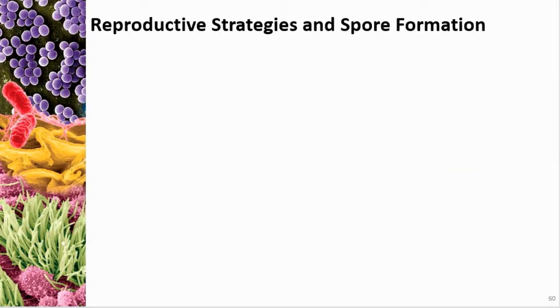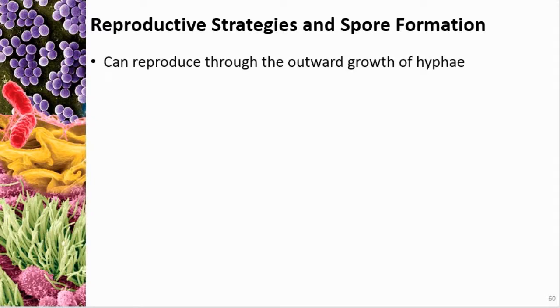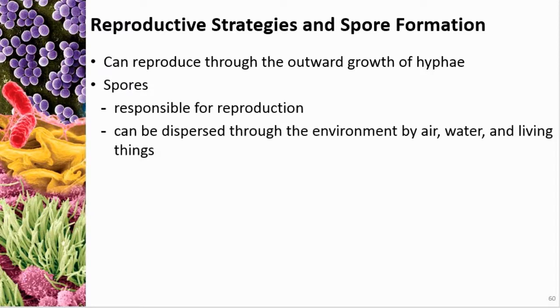So how do these things reproduce? They reproduce by growing out these hyphae, and they can create spores. The spores are what are responsible for reproduction, and these are similar to the endospores that we discussed with the prokaryotes. These things can produce spores by the billions, and that's what makes people sick a lot of times.